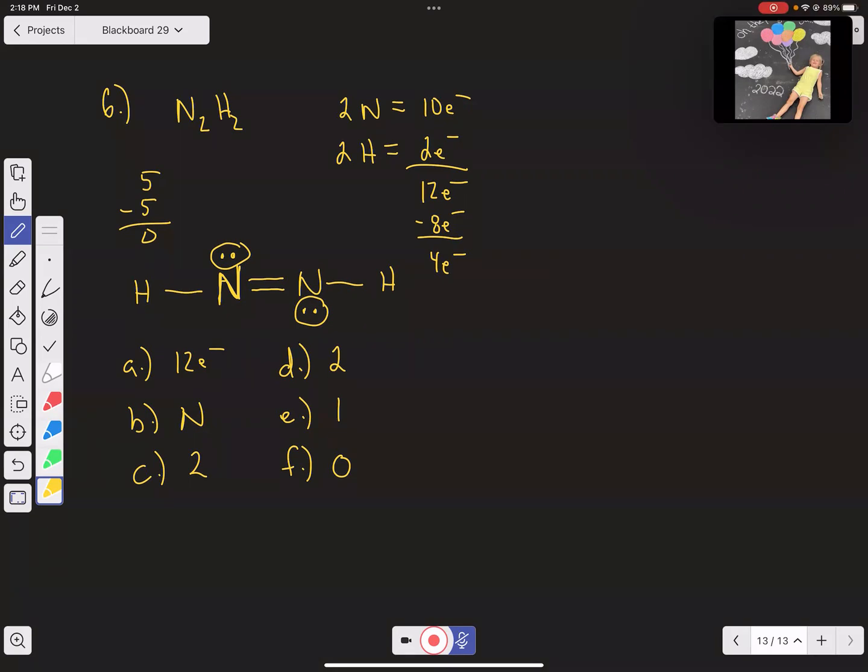Be careful because here they're asking for single and double bonds. If they were asking for sigma bonds, the answer would be 3. We would have 3 sigma bonds in this structure because this would be a sigma bond, this is a sigma bond, and then in this double bond, we would have 1 sigma and 1 pi bond. But here it's just asking for single bonds versus double bonds.